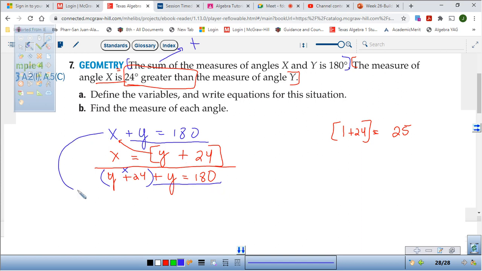If you got the first one, rewrote it. What did I do? What action is that? Substitution. Anybody? It's called substitution. I substituted it in there.